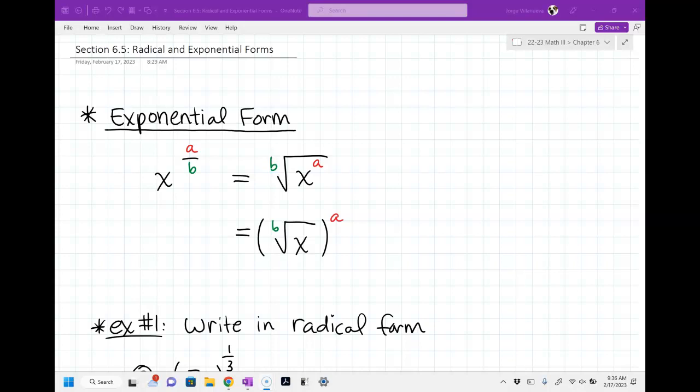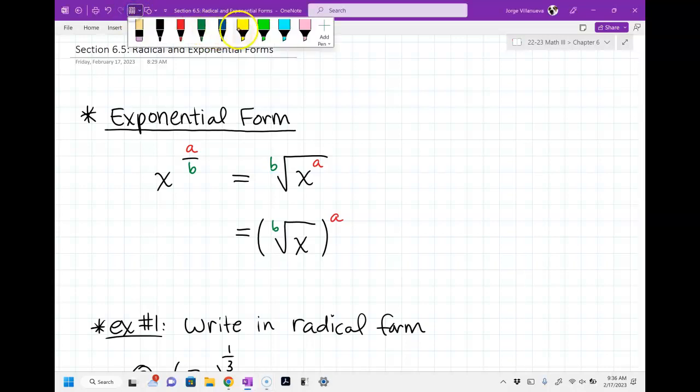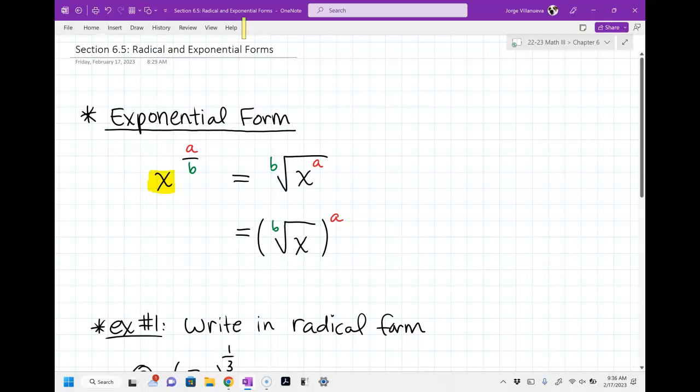Exponential form requires a base. Now, this is our base, okay? This part right here, this is what we call our base. So our base is x, and our power is a over b. Now, if you happen to have a term that we're going to call our base to a fractional power, then the top number in the fraction, the a term, becomes the power to your base. So the x gets the a power, x to the a power.